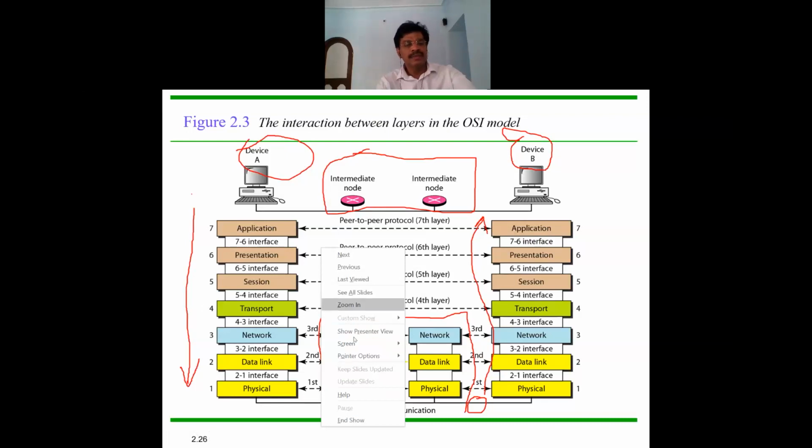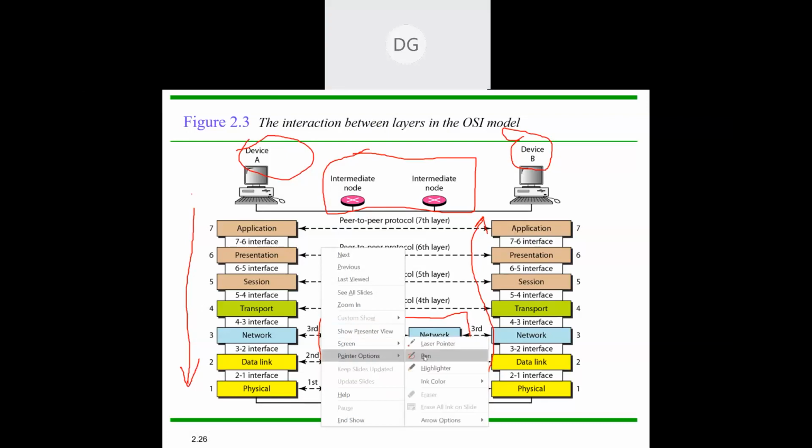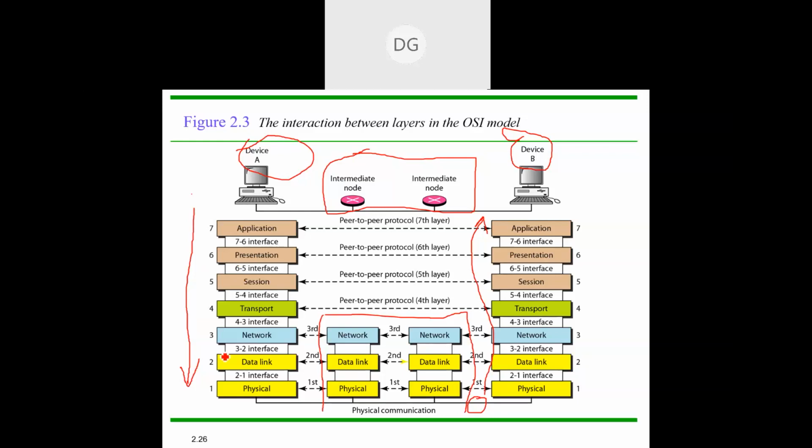Sir, any example for peer-to-peer? Say a Word application. I am creating a doc file with the topmost layer, that is the application layer. The doc file is, say, in a compressed mode. That's a typical presentation for the doc file. The doc file is to be opened with a specified session that is created between device A and device B.